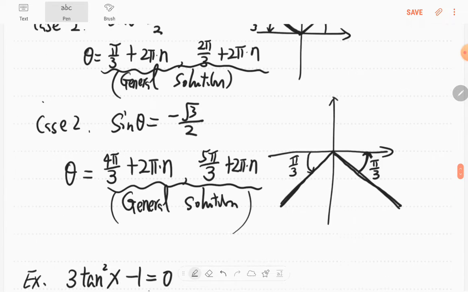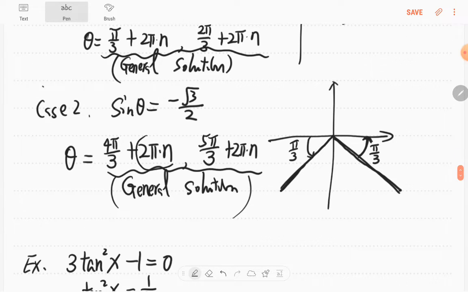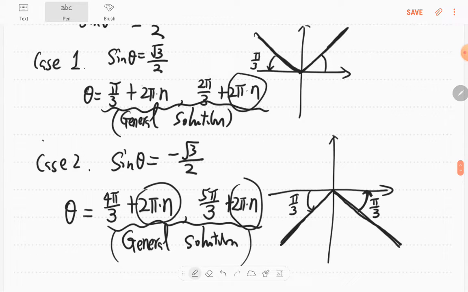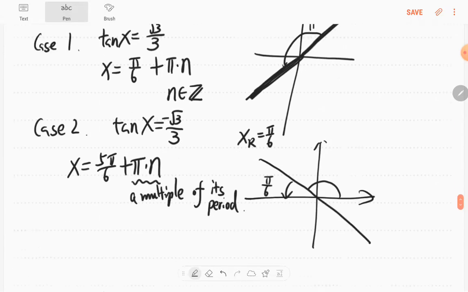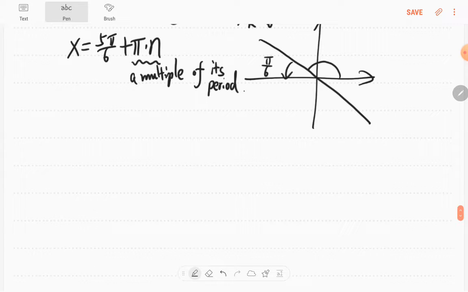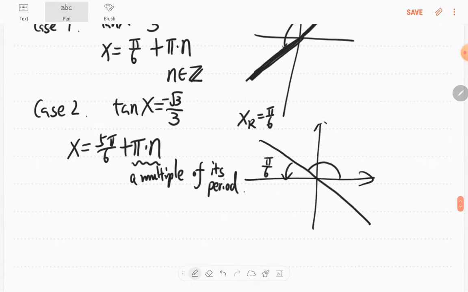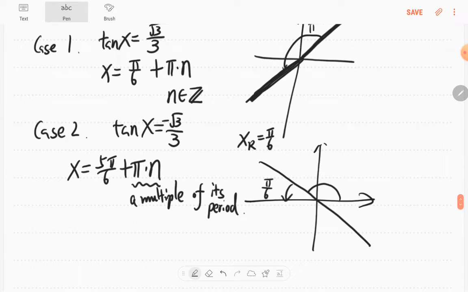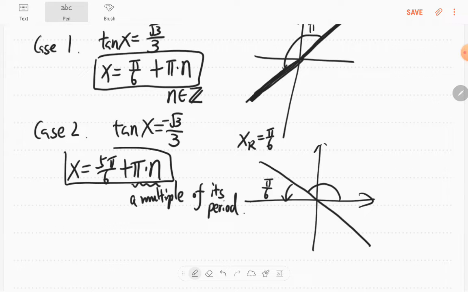And for this problem, these are also multiples of its period, because the period is 2 pi, so n times 2 pi would be a multiple of the period. So actually we have two formulas, one is this formula, the other one is this formula. If you want to find specific angles, you just try different choices of n.